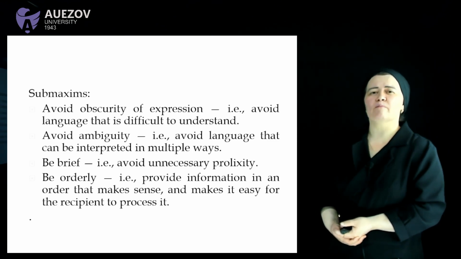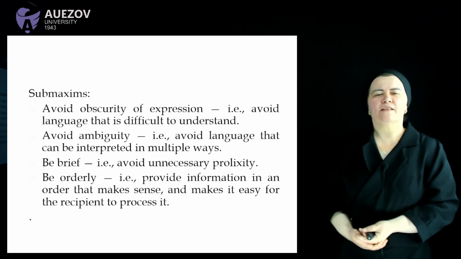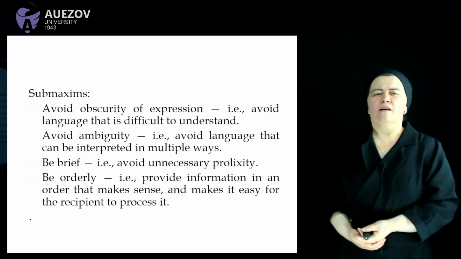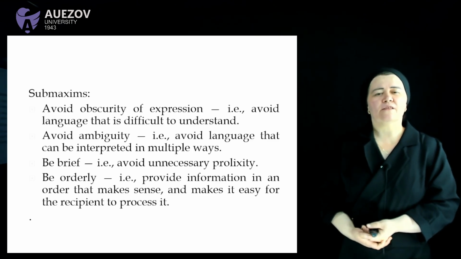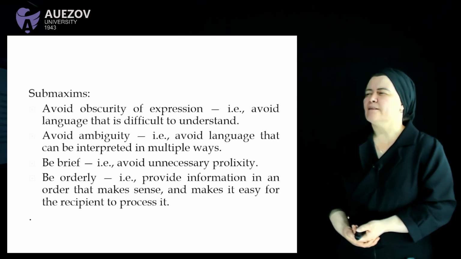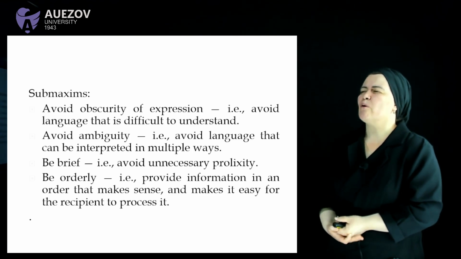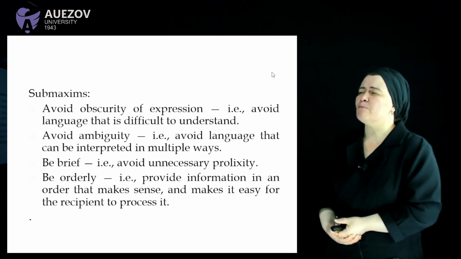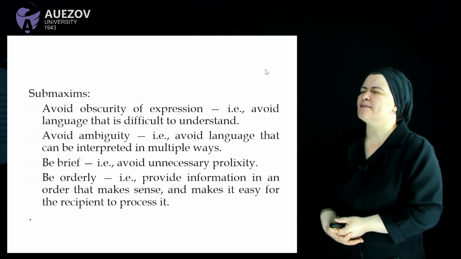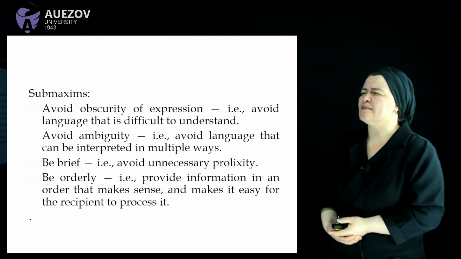For example, if we say something not so understandable, our listener can understand it differently, or another listener can understand it differently, and this can make confusion in their understanding. And be brief. That is, avoid unnecessary prolixity. And the last one is be orderly. That is, provide information in an order that makes sense and makes it easier for the recipient to process it.